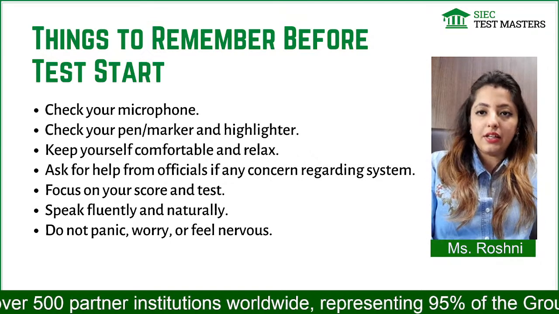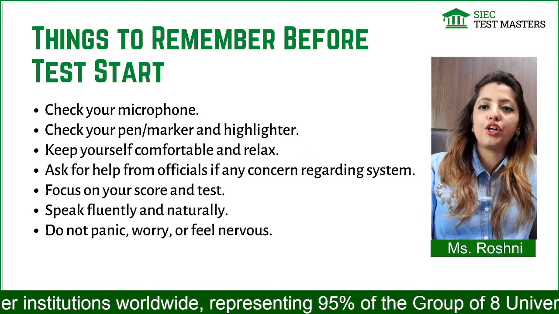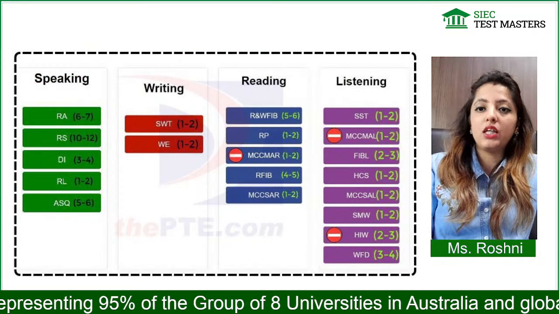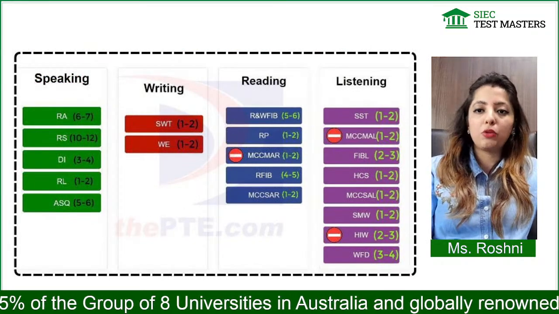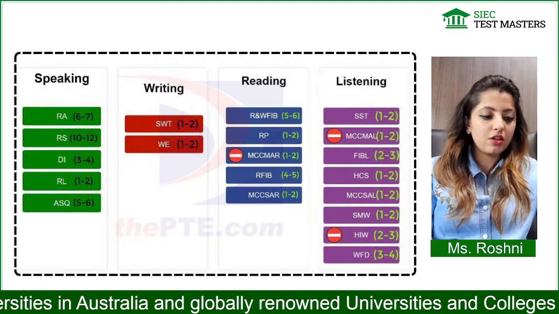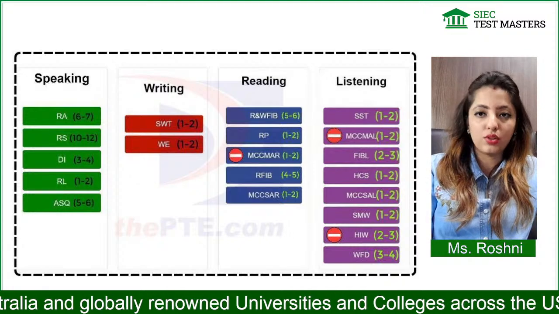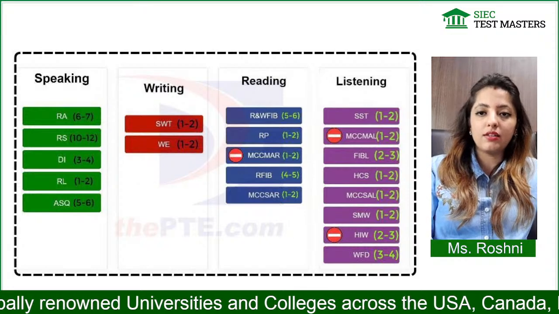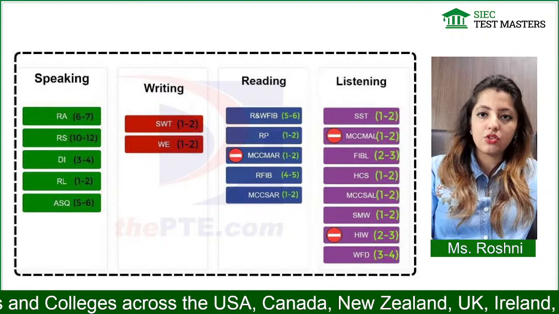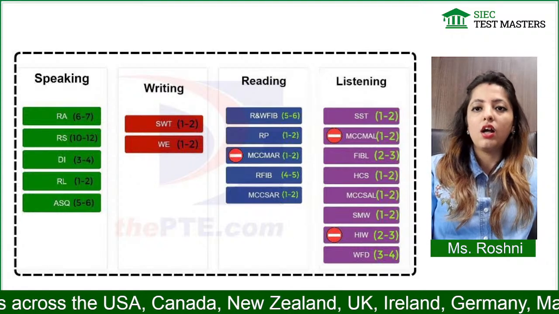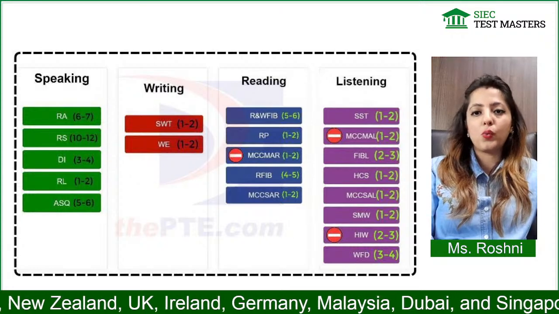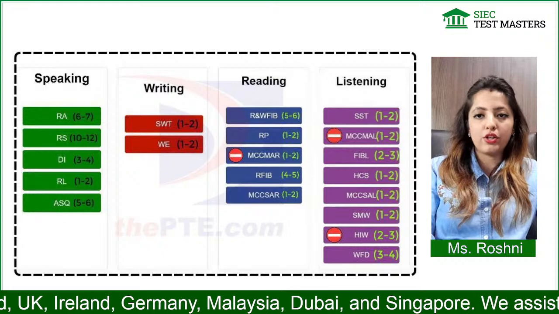Moving on to the next slide, which deals with the four different modules and their frequencies, which you will see in the exam. Starting with speaking, which is divided into 5 different question types. First, read aloud, which has a frequency of 6 to 7, followed by repeat sentence, which comes around 10 to 12 questions. Next is describe image, roughly 3 to 4 questions, after which comes retell lecture, 1 to 2, and last is answer short question, which is around 5 to 6 questions.